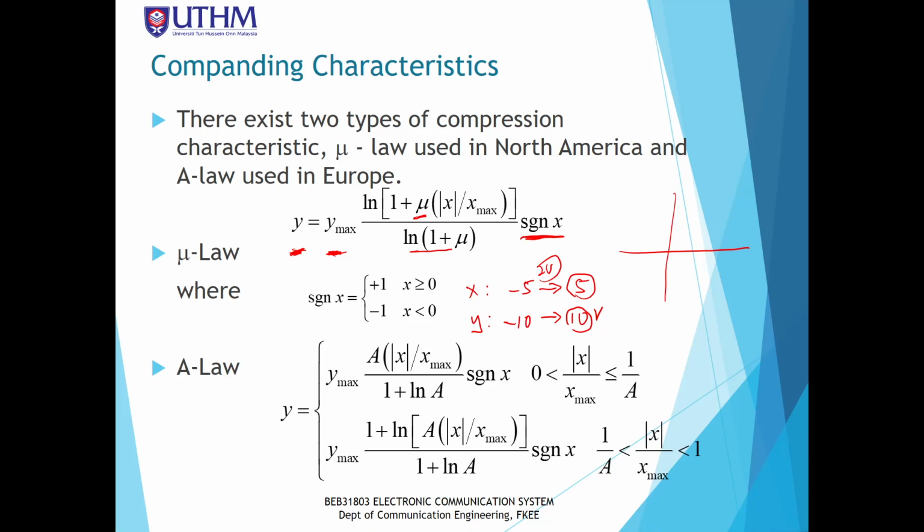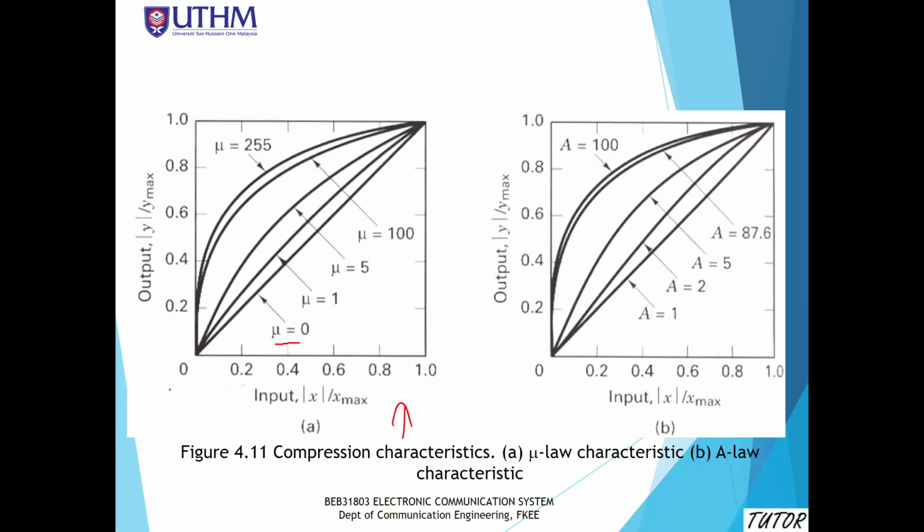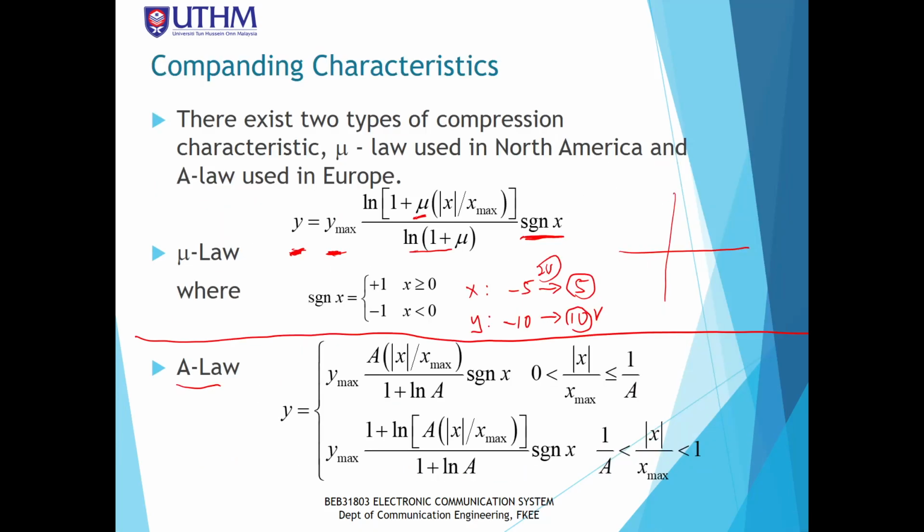It is similar for the A law. So maybe I can put a line over here. Similar for the A law. Before that, mu and A are the compression constant values. Maybe I should go through the graph so that you can have a better understanding of these equations.